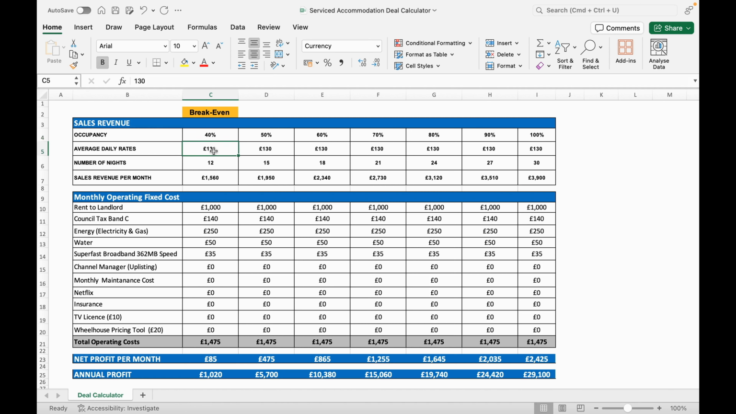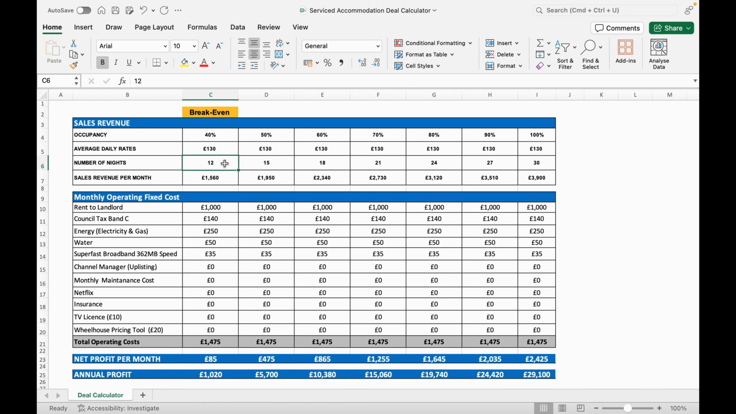Average daily rate is the average nightly rate which you receive after commissions. Don't forget, if you list your properties on OTAs, which are online travel agents, the likes of Airbnb, Booking.com, Google Vacations, and VRBO, they will charge a commission because they are brokers. They make money from commissions. Airbnb charges about 16 or 17% commission, Booking.com the same, etc. So the average daily rate, which is the money you receive after commission, is going to be £130. For this property, we receive £130 per night after commissions.